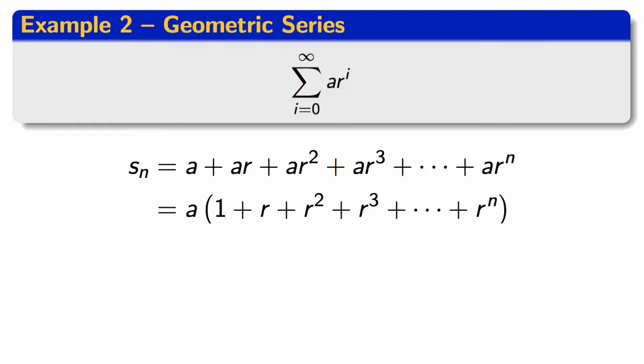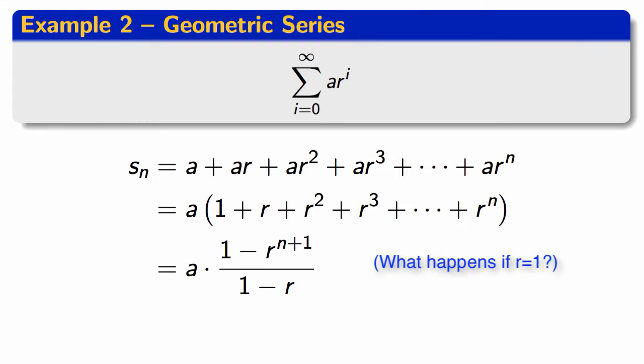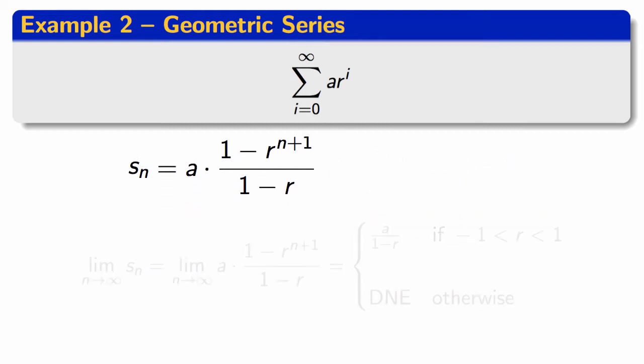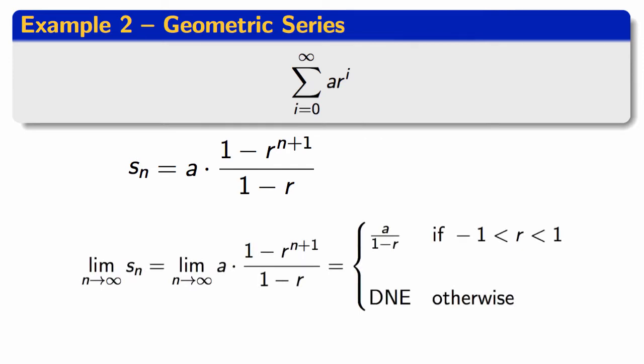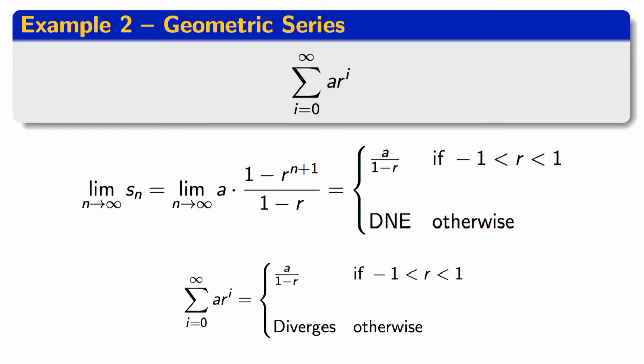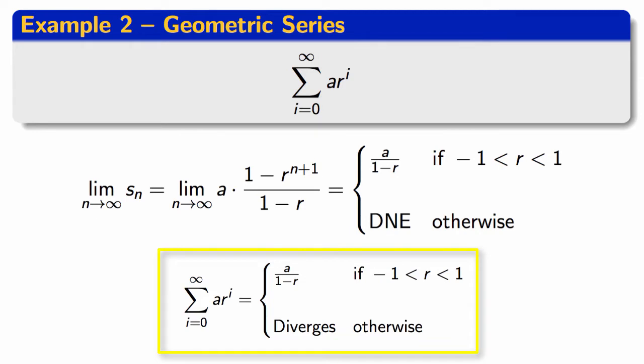Using elementary algebra, we can see that if r is not equal to 1, then the nth partial sum of a geometric series is a times 1 minus r to the n, all over 1 minus r. If we take the limit of this partial sum as n goes to infinity, we see that this limit exists and is equal to a over 1 minus r if r is strictly between -1 and +1, and diverges otherwise. Geometric series are one of the few types of series that we will actually be able to determine the precise value of.